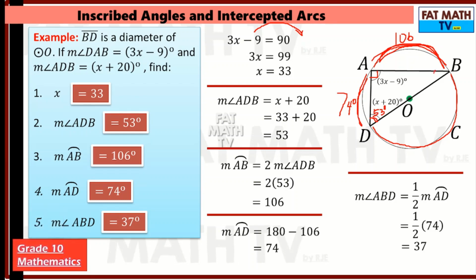So this one here is 37. Or you can also use the angles of a right angle here. This is already 90, so these two must be complementary. So the sum is 90. So you can just have 90 minus 53. That is 37. You can also use that process.